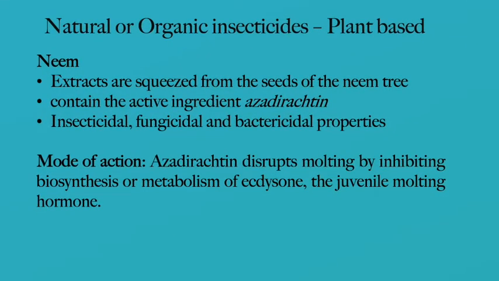Neem oil extracts are squeezed from the seeds of the neem tree and contain the active ingredient azadirachtin. Azadirachtin has shown some rather sensational insecticidal, fungicidal, and bactericidal properties, including insect growth regulating qualities. Azatin is marketed as an insect growth regulator, and Align and Nemix as stomach contact insecticides for greenhouse and ornamentals. Azadirachtin disrupts molting by inhibiting biosynthesis or metabolism of ecdysone, which is the molting hormone.